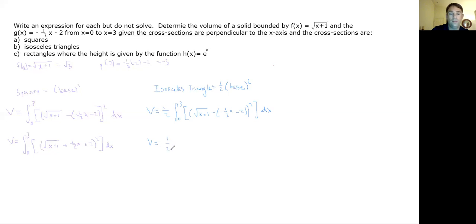So 1/2, and I'm just going to clean this up one last time here. And I have the square root of x plus 1 plus 1/2 x plus 2, squared.